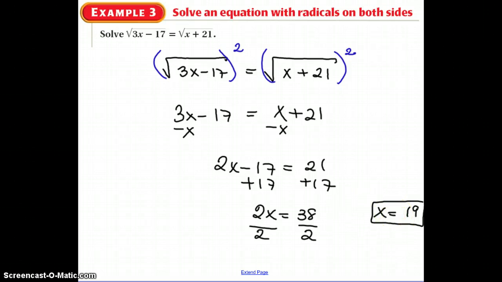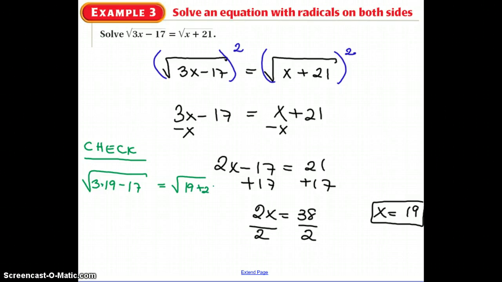And that's my answer. Hopefully, we're going to confirm by checking. And we're going to check that the square root of 3 times 19 minus 17 is equal to the square root of 19 plus 21. We'll do the right side first because it's a little easier. So here we get a square root of 40.